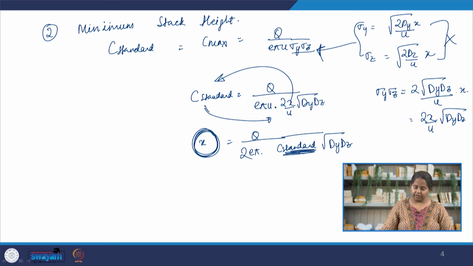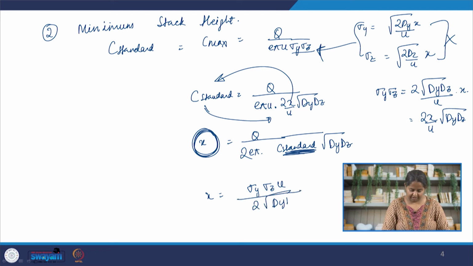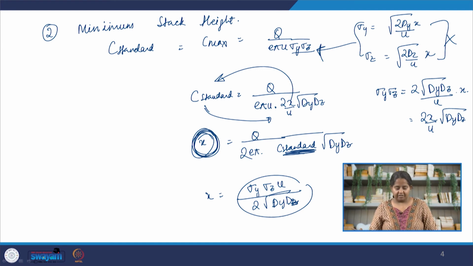Now if you want, you can again write this in terms of sigma y sigma z. So x is equal to sigma y sigma z u by root 2 dy dz. So we have found the x for which we will have maximum concentration, which is C standard. Now we need to find the height of the stack. So how do you go about that? Now we have to find the height, because the question was to find the minimum stack height.